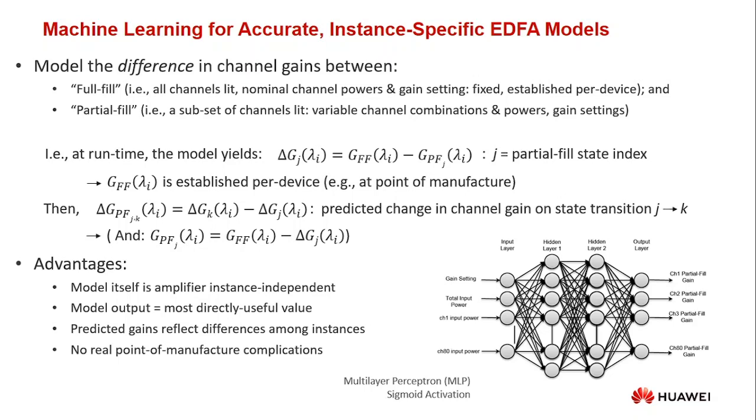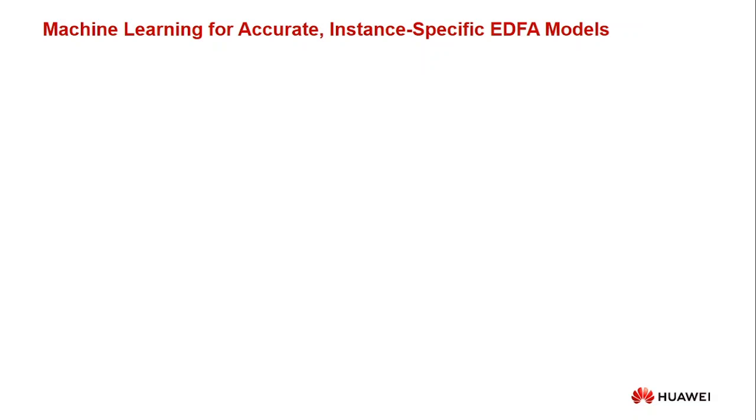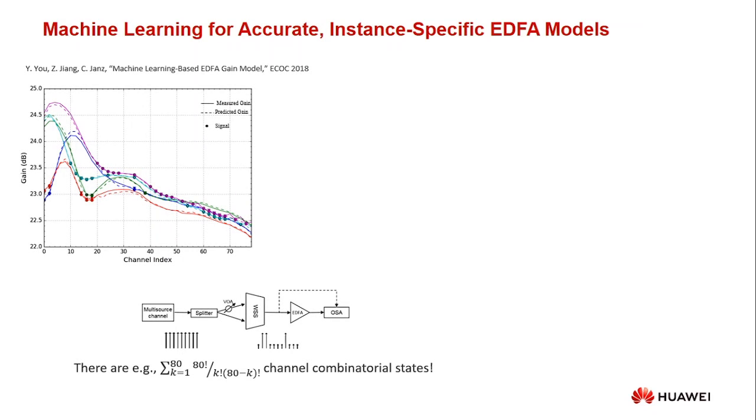We get a model that itself is amplifier instance independent, but is made amplifier instance dependent through the application of that full fill channel spectrum. And it doesn't introduce any real complications. Right. So again, seeing how the behaviors are pretty complex in the detail, with spectral hole burning, things like that, here are just some illustrations of measured and modeled gain results across channels under different circumstances of what channels are lit, which are not, power levels of the different lit channels, etc.